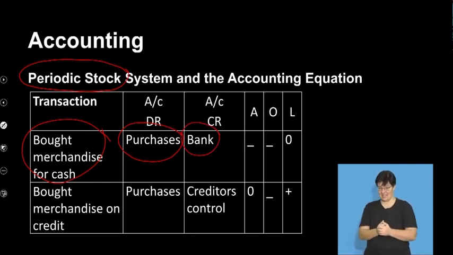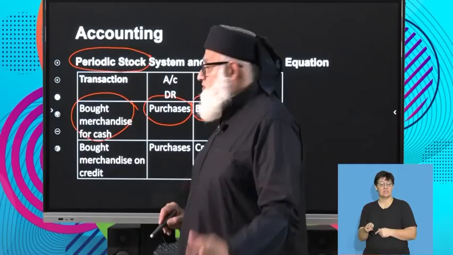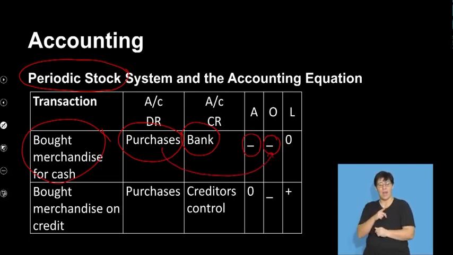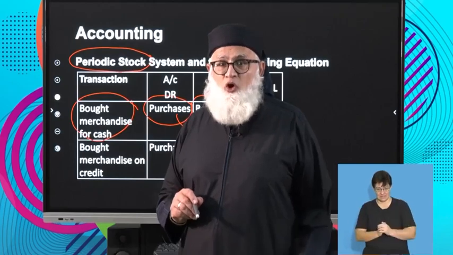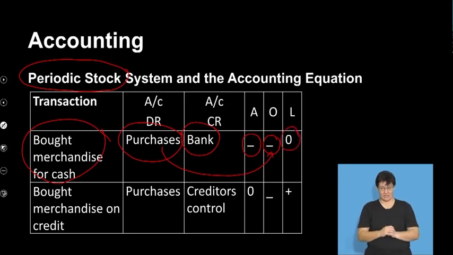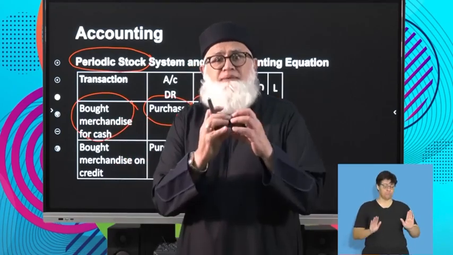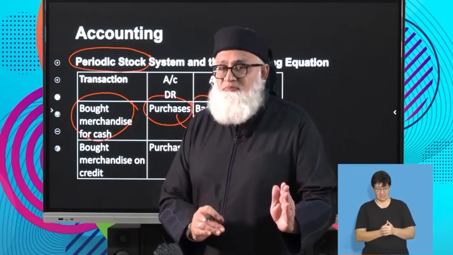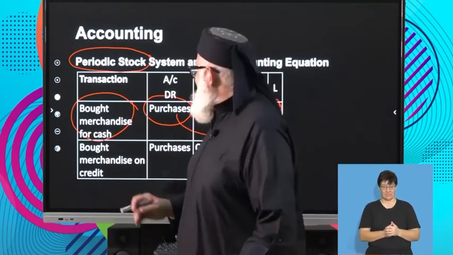Notice my accounting equation. We're assuming bank is favorable, so assets minus and owner's equity minus. Why? Because purchases is an expense and it is impacting on my owner's equity. Clear? I hope you fully understand this. Your liabilities remain unchanged. So what I've done for you is show a comparison of the same transaction treated differently using the perpetual inventory system and the periodic inventory system. Let's take another one.